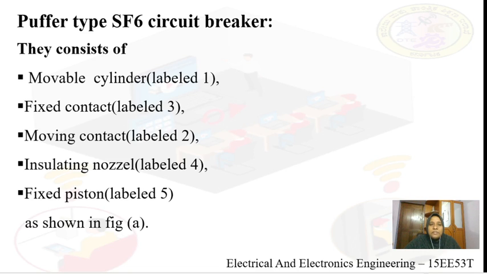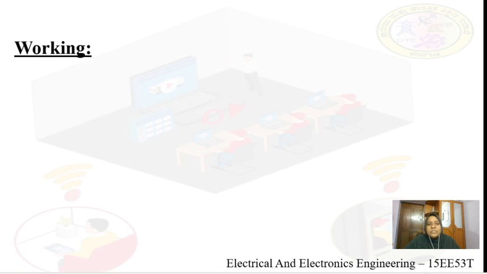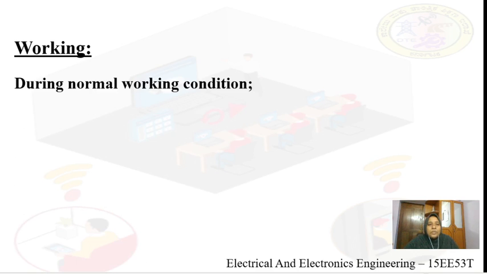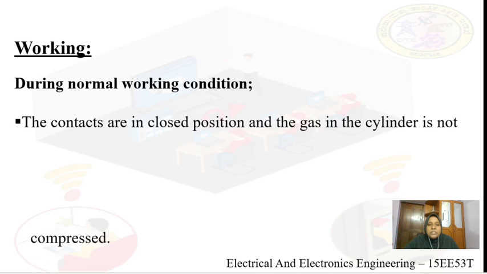The SF6 gas circuit breaker consists of a movable cylinder, fixed contact, moving contact, insulating nozzle, and fixed piston, which are shown in the figure. Now let us try and understand how this buffer type SF6 circuit breaker works. During normal conditions, as I showed you in the sketch, the contacts are in closed position and the gas in the cylinder is not compressed. So they carry the normal current and the operation of the circuit will take place normally.